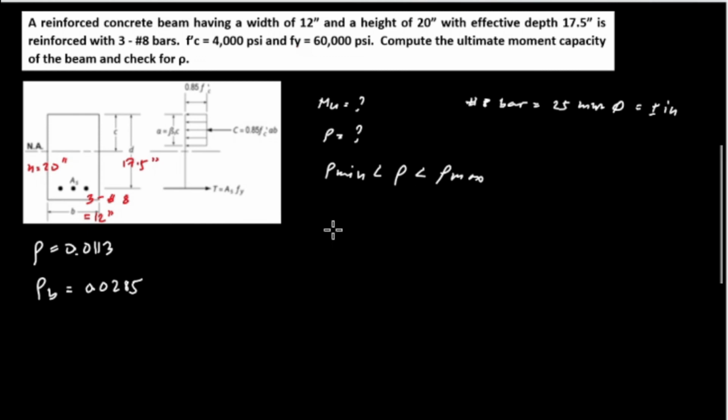and we check for rho maximum, and the formula for rho maximum is 0.75 of rho balance, and this is 0.75 times 0.0285, and rho maximum is equivalent to 0.0214.